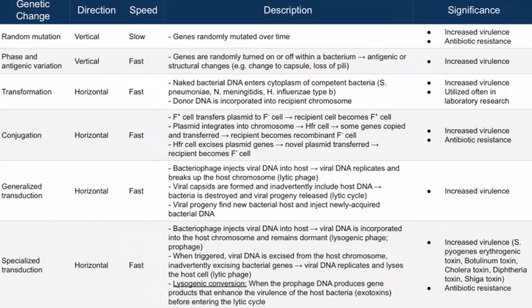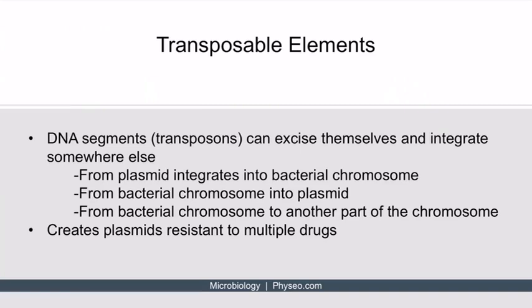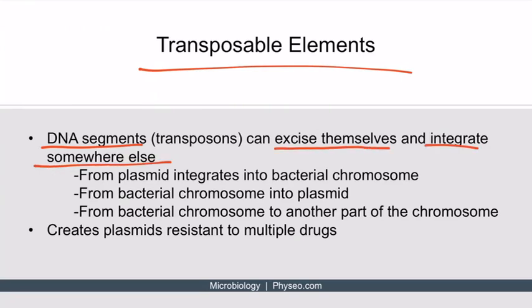Now that we've discussed how the restriction modification system applies to these two items, let's discuss another item that's related to many items in this slide, especially conjugation. And this topic is transposable elements, also called transposons. Let's discuss this on a new slide. Transposable elements are simply DNA segments that can excise themselves and integrate somewhere else. For example, genes from a plasmid can integrate into the bacterial chromosome. Or genes from the chromosome can integrate into the plasmid. Or genes from one part of the bacterial chromosome can then integrate into another part of the chromosome.